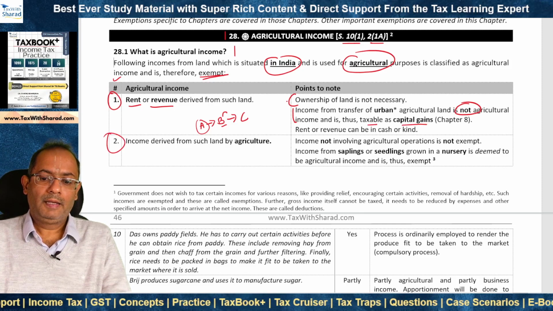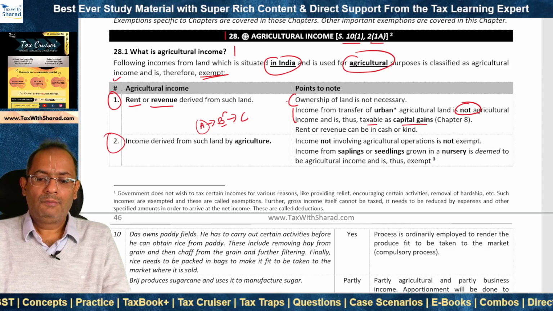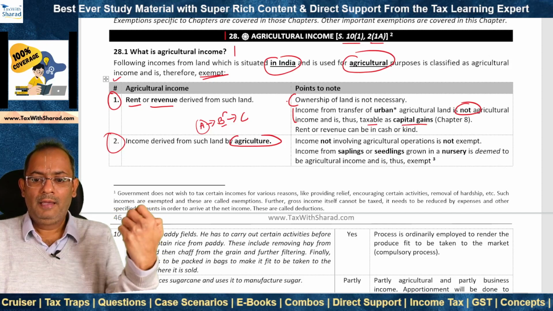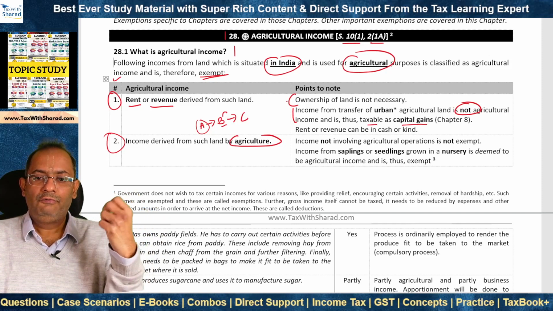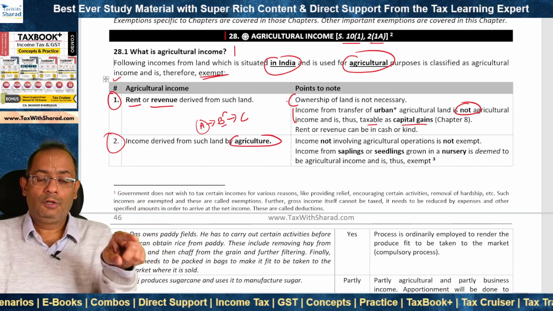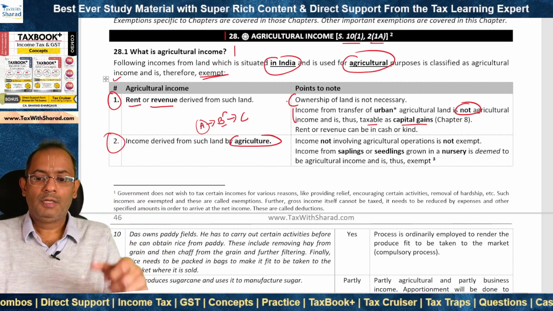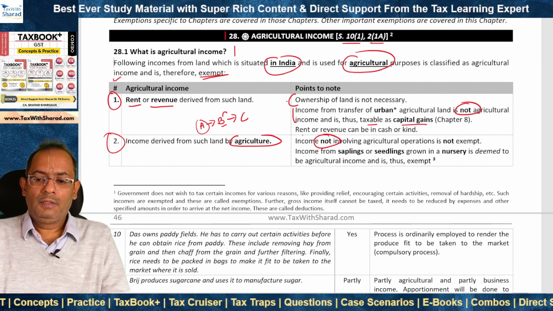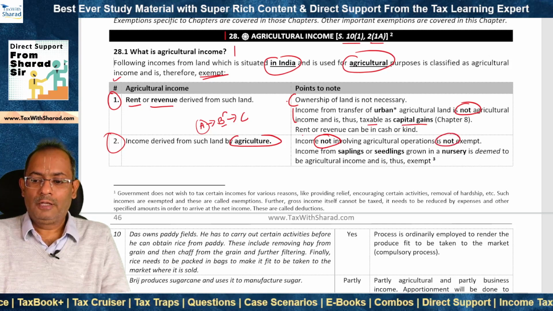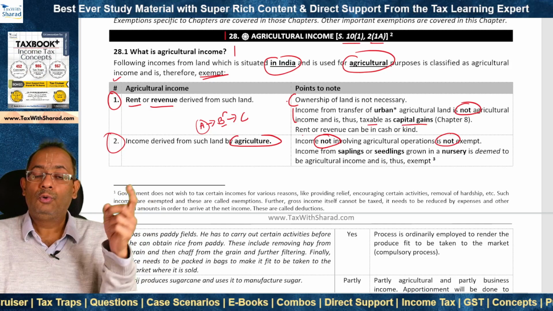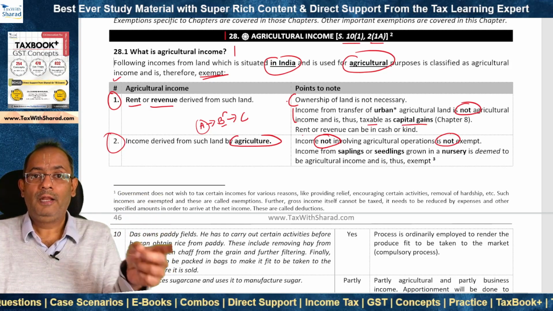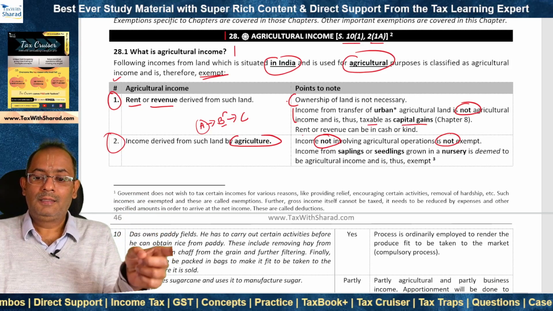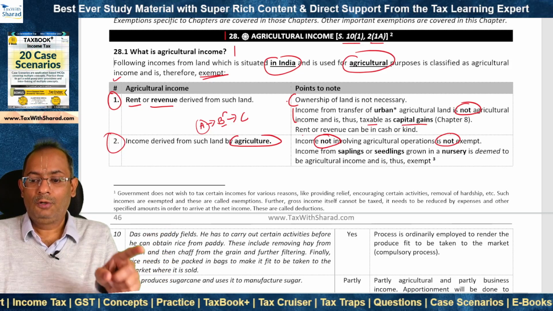It is exempt. Second item, the income derived from such land by agriculture is exempt. So if agricultural operations are carried on, if, for example, there are sugarcane fields, then income derived from those agricultural operations, whereby sugarcane is produced, is agricultural income and is exempt. Consequently, income which doesn't involve agricultural operations is not exempt. For example, if land is used, though it is agricultural land, for breeding of livestock, income from such breeding of livestock, since it is not arising out of agricultural operations, will not be exempt.